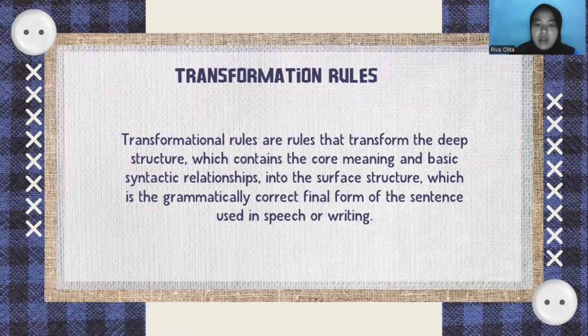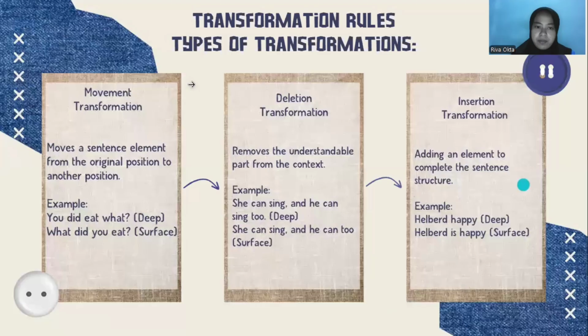Transformation rules are rules that transform the deep structure, which contains the core meaning and the basic syntactic relationship, into the surface structure, which is the grammatically correct final form of a sentence used in speech or writing. Types of transformations: there are three: movement transformation, deletion transformation, and insertion transformation.